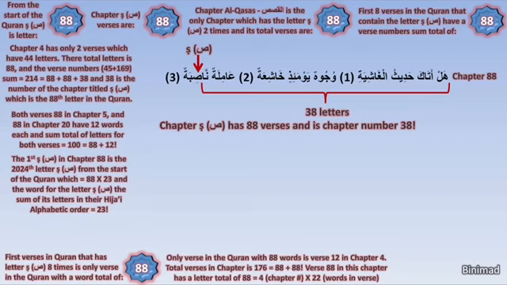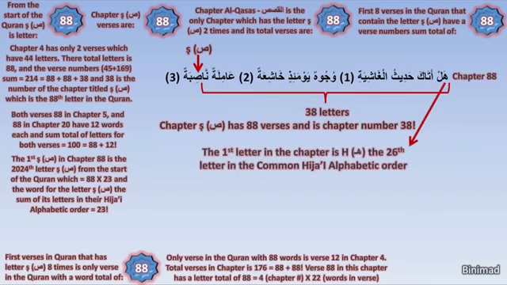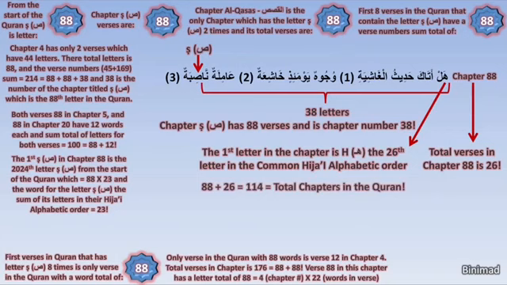Looking even closer at chapter 88, we notice it starts with the letter Ha, like the English H. The letter H, or Ha, is the 26th letter in the common Hija'i alphabetic order. And the surprise is that this chapter 88 has a total of 26 verses. So chapter 88 has 26 verses, and both numbers have been seen to clearly be highlighted. Amazingly, 88 plus 26 equals 114, which is the total number of chapters in the Qur'an.